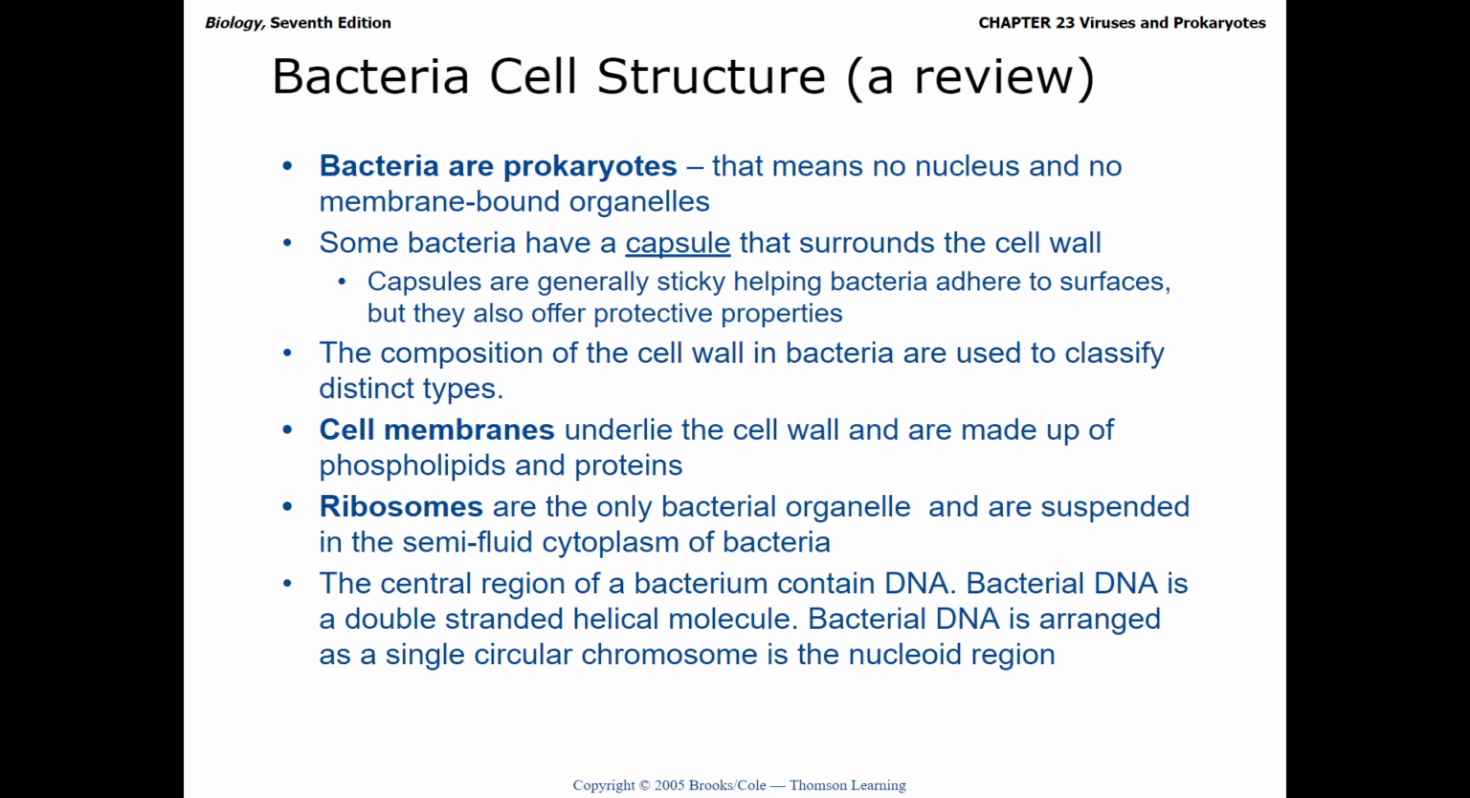The composition of their cell wall in domain bacteria generally includes peptidoglycan, but depending on the type of prokaryote we're looking at, we can use the presence or absence of things like peptidoglycan to classify distinct types. For example, cell membranes always underlie the cell wall, and they're made up of phospholipids and proteins. We're going to see ribosomes in the cytoplasm. The central region again has the DNA, which is the nucleoid region, but not all have the same exact composition too. Their overlying structure is the cell wall, which is protective and generally contains peptidoglycan.